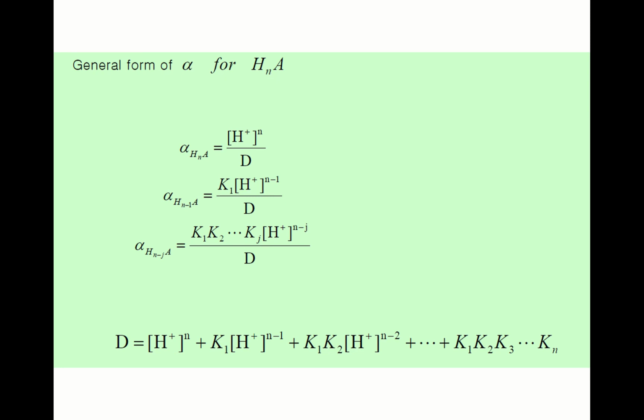But you will see later EDTA, ethylene diamine tetraacetic acid. That acid is a hexaprotic acid. In that case, n is 6. But usually the n value is 2 or 3. That's the case in most cases. All right, like that.